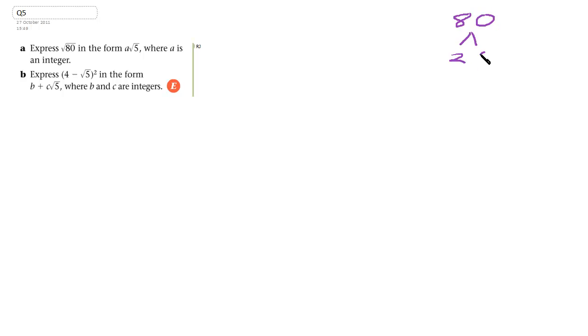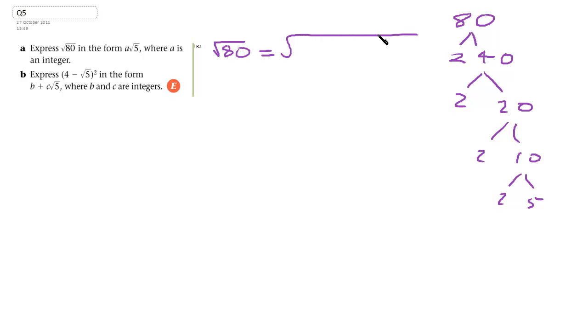and start looking for factors, so 2 and 40, 2 and 20, 2 and 10, and 2 and 5. So we can see that the square root of 80 can be written as the square root of 2 times 2 times 2 times 2 times 5.